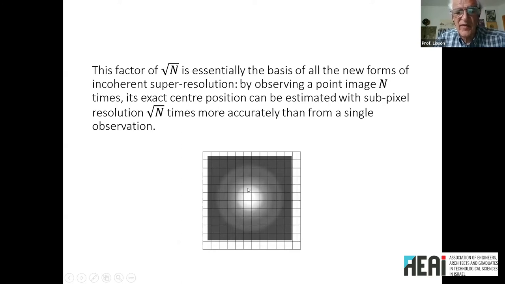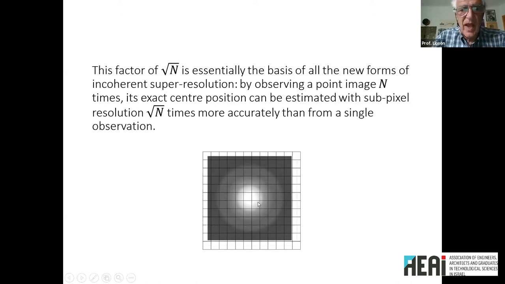Here's your point spread function. Here are your pixels. If you just took one photon and said, well, it's here, that would give you essentially a resolution limit of 2 pixels. On the other hand, if you do it 1,000 times, sometimes it's here, sometimes here, occasionally it will be out here. You put all these together, and you get a much more accurate estimate of where the center is. And that's essentially what we want to do, provided, of course, we know what the point spread function looks like. And that's one of the things we'll get to as we continue.